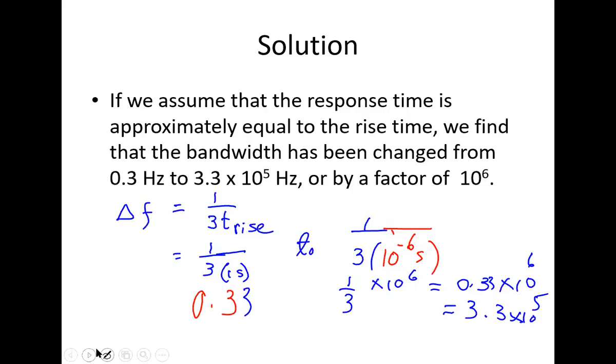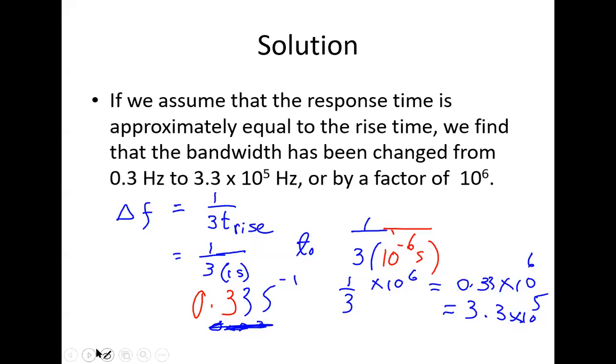Per second. And per second means hertz. Frequency per second is what we call hertz. So 1 over a second is hertz. This is what they're giving us here. Can we see that? It has changed from 0.33 hertz to 3.33 times 10 to the 5th hertz.